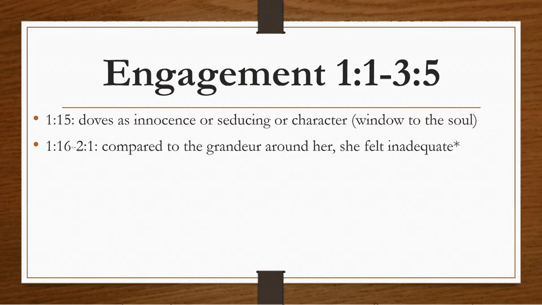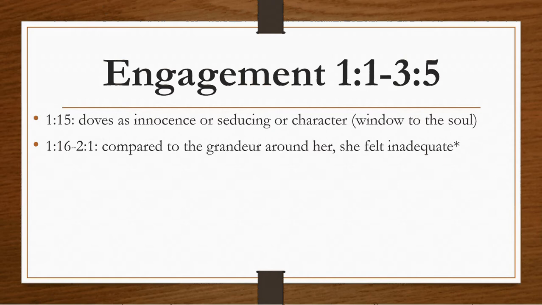So the idea here is that compared to the grandeur that she was seeing in Solomon's temple and around Solomon, she just felt so insignificant. I imagine that him having a harem probably didn't help. Just throwing it out there. But anyways, she just felt so completely inadequate. So she saw herself as a wildflower in comparison to this.